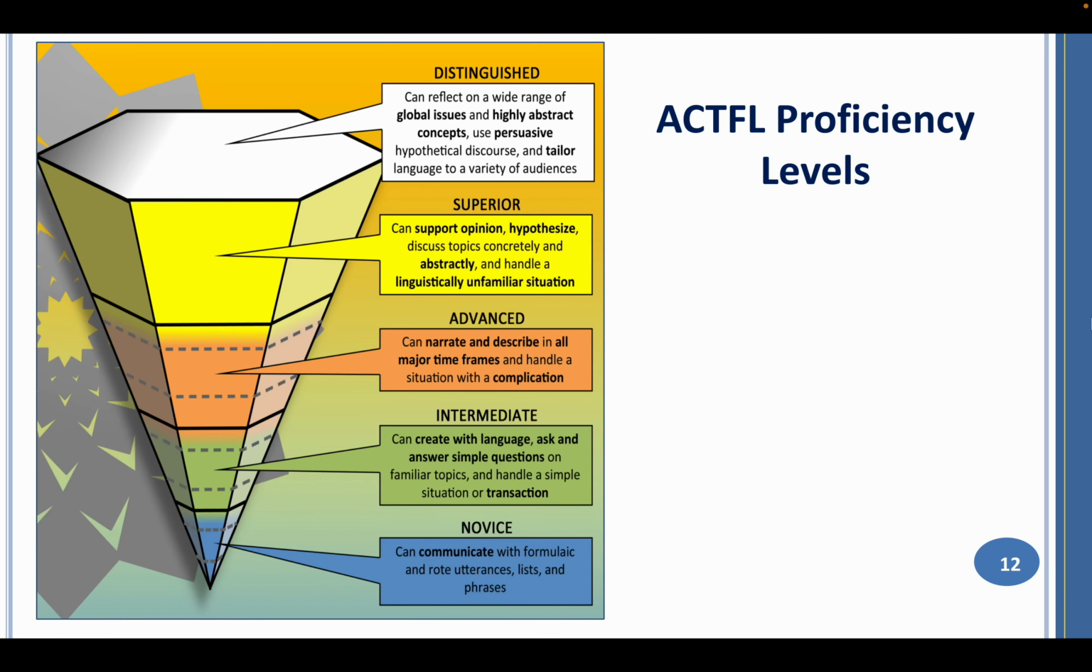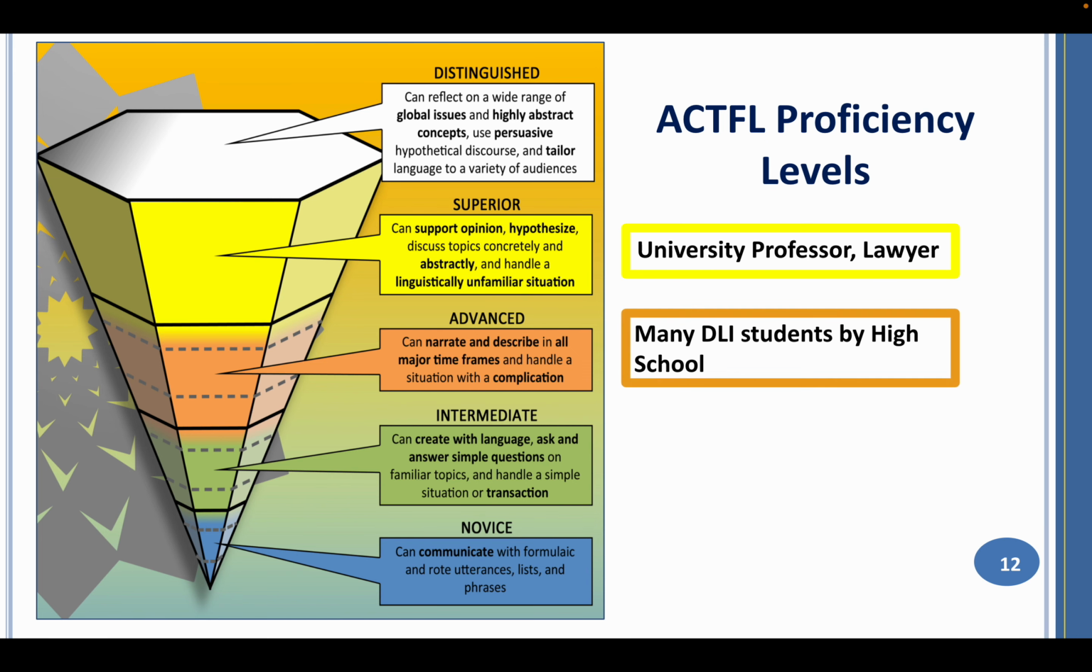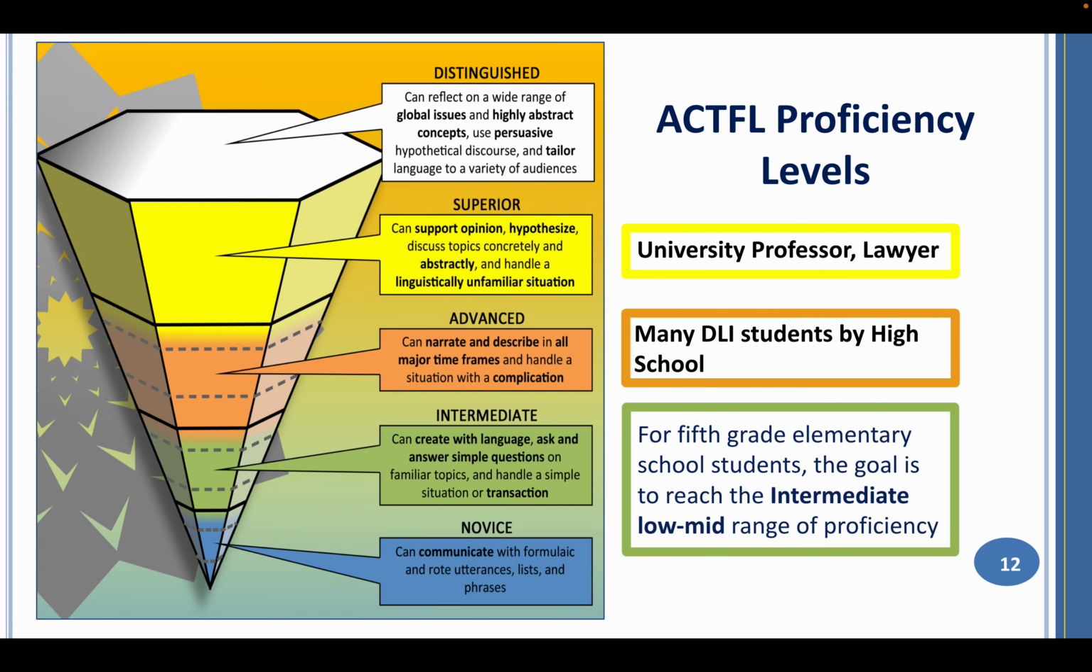Let's use another. In Arlington, we use the ACTFL proficiency levels to see how our students are progressing in their language proficiency. The level superior is that of a university professor or a lawyer. Many of our students who stay in the program until high school are able to reach the advanced low level. And the expectation for 5th graders when they leave elementary school is to reach the intermediate low or intermediate mid range of proficiency.